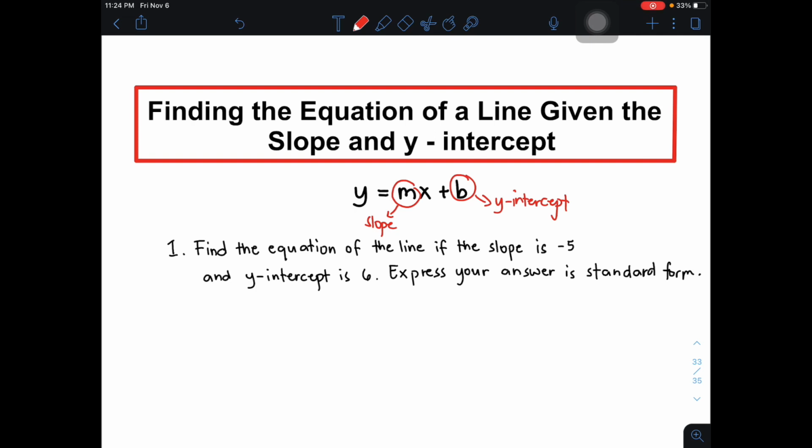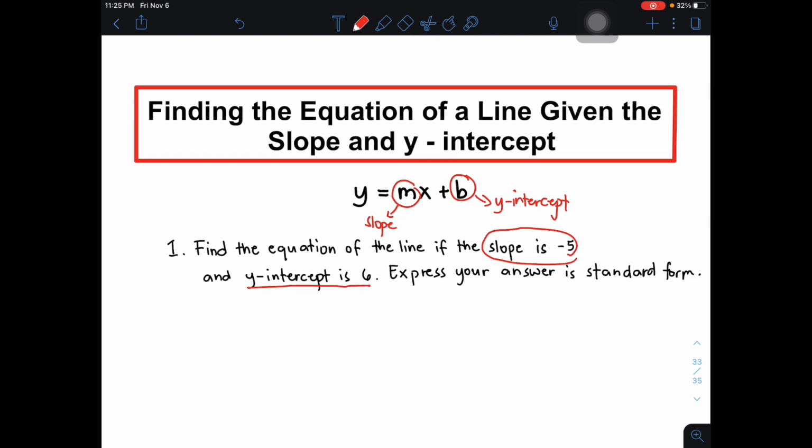So without further ado, let's do this topic. We have problem number one. Find the equation of a line if the slope is negative 5 and y-intercept is equal to 6. So in the problem, here's the given information. We have your slope as negative 5, and your y-intercept is 6.